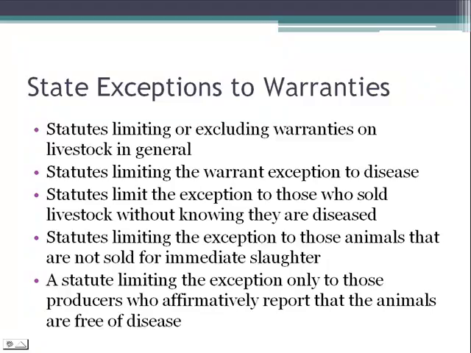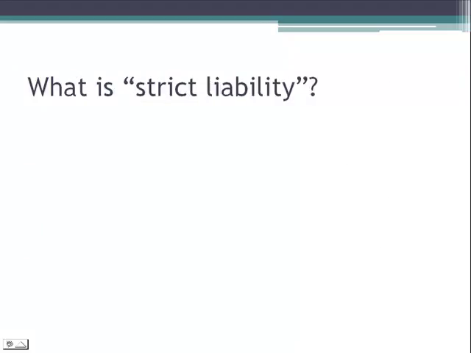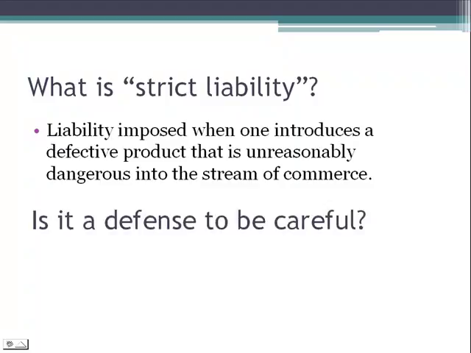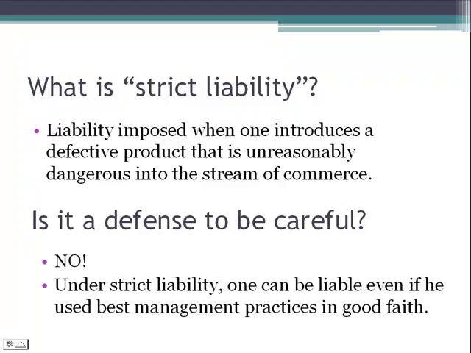So the next theory that we're going to talk about is strict liability. And strict liability is imposed when one introduces a defective product that's unreasonably dangerous into the stream of commerce. And it doesn't matter if you're careful, sadly. You can be responsible under strict liability even if you use best management practices in good faith.